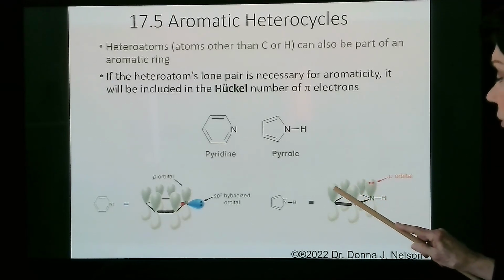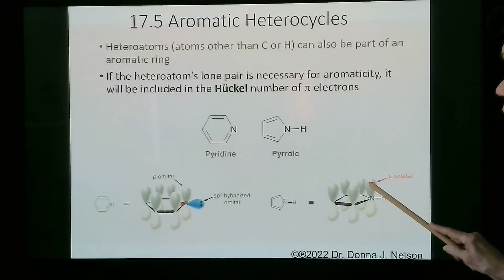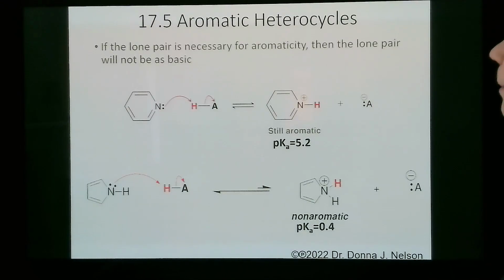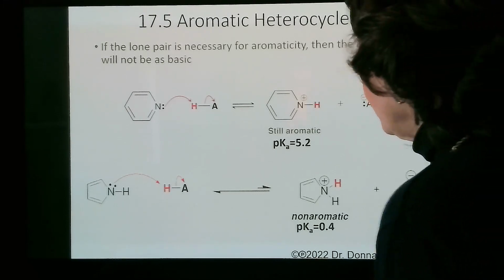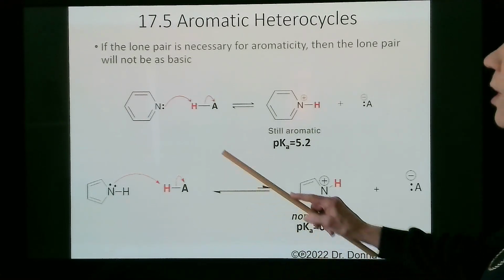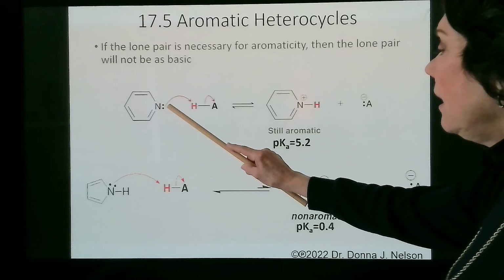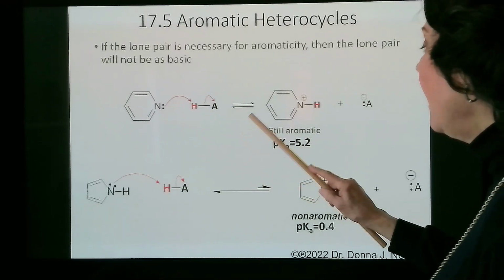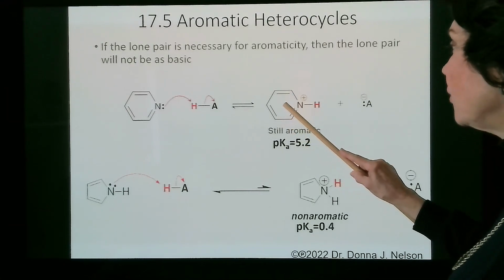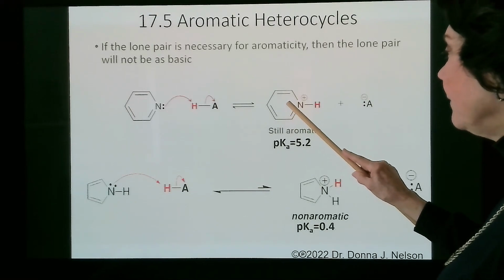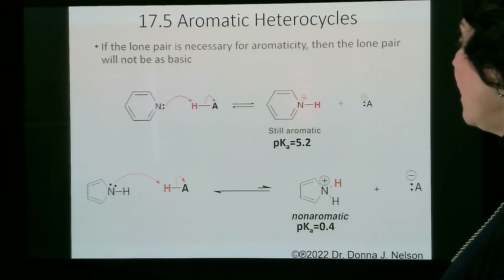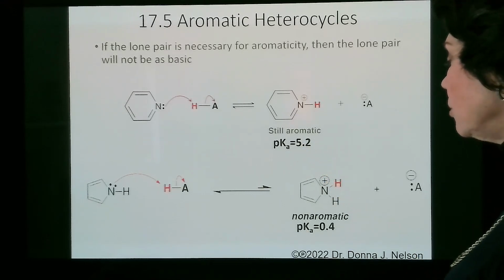And so you have 6 pi electrons, 3 pairs circulating in a pi cloud. So this really just states what I just said, but it's demonstrated that if you protonate the pyridine, you can see that this molecule, the conjugate acid, the cation that's formed, is still aromatic. And so it has a pKa of 5.2.